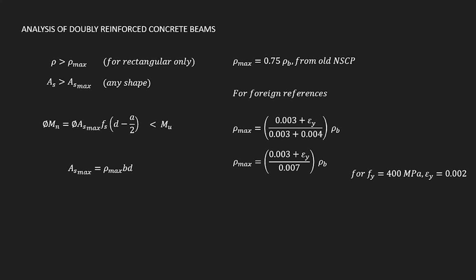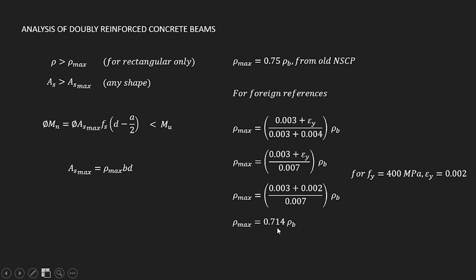Ngayon, pag nagamit tayo ng Fy ng 400 megapascal, or that is epsilon y ng 0.002 kasi mag-divide tayo ng 200,000 megapascal, that is 0.002. So pag sinubstitute natin yung value for epsilon y dito sa equation, magkakaroon tayo ng (0.003 plus 0.002) all over 0.007 times rho balance. And that is also equal to 0.714 rho balance. Halos pare dito sa old NSCP na 0.75 pero meron pa rin difference.